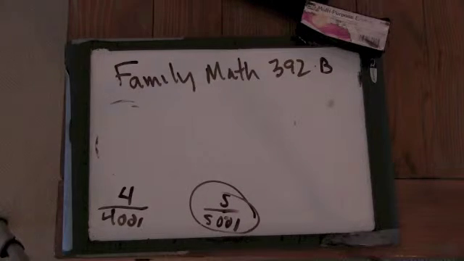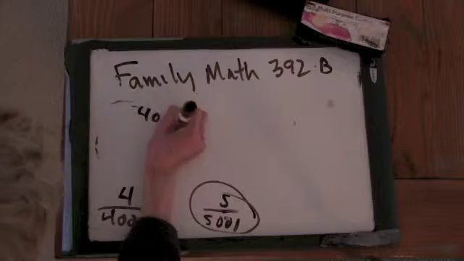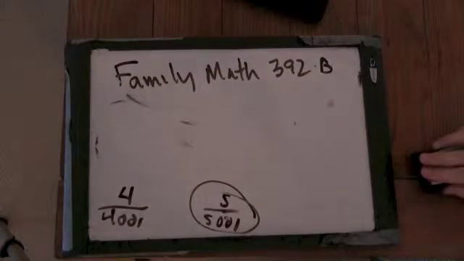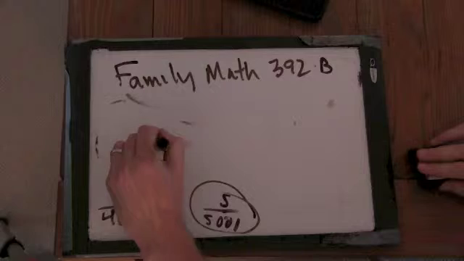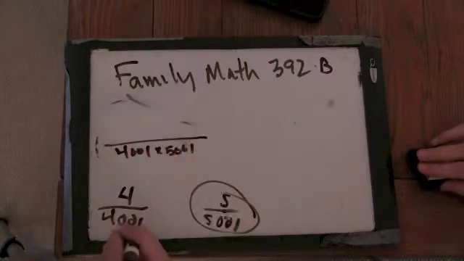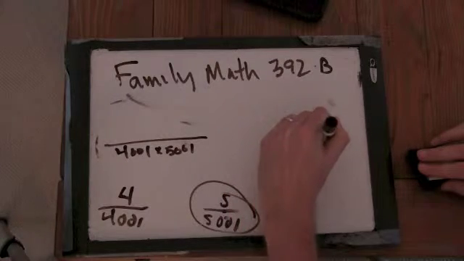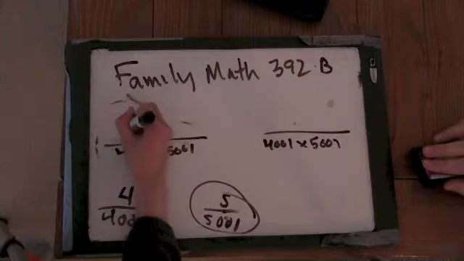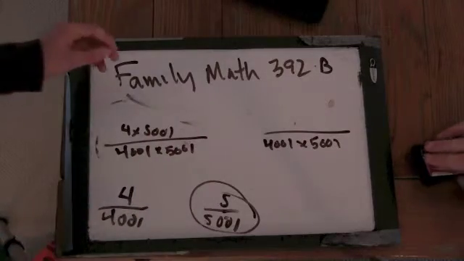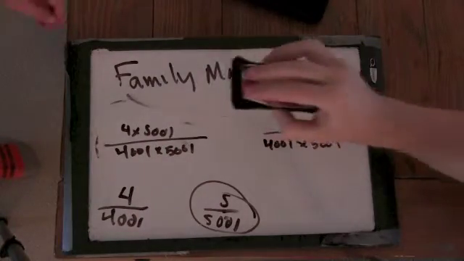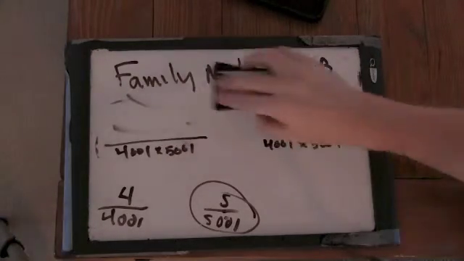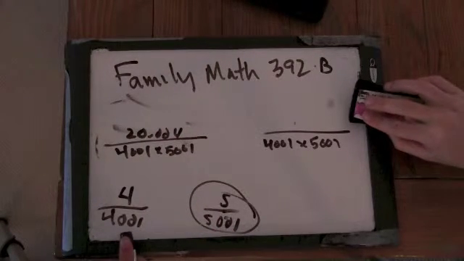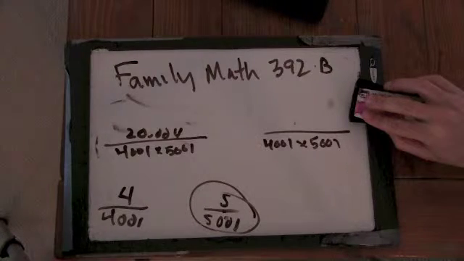Oh, awesome. So 4,001 might be our common denominator here. I don't want you to actually multiply that out. Let's just write the denominator as 4,001 times 5,001. Whatever that number is, that's what this is going to turn into. So we can just leave it unmultiplied. But what's the numerator going to be? That one you can multiply. 4 times 5,001 is 20,004. And this one over here is going to be 5 times 4,001, which is 20,005.